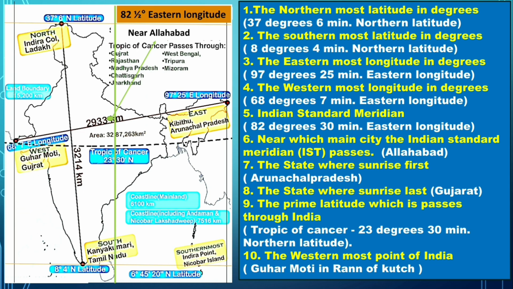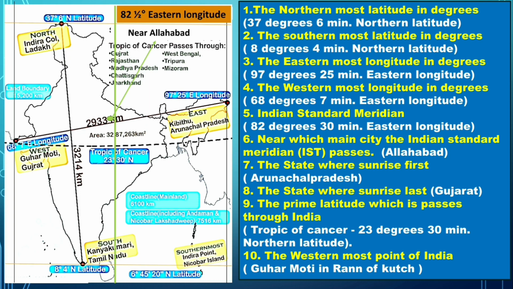Because India lies in the eastern hemisphere on the basis of longitudes. Now, the Indian Standard Meridian is the 82.5 degree eastern longitude. This is the location. Now, near which main city does the Indian Standard Meridian, IST, pass? It passes near the city of Allahabad. So, this is Allahabad.